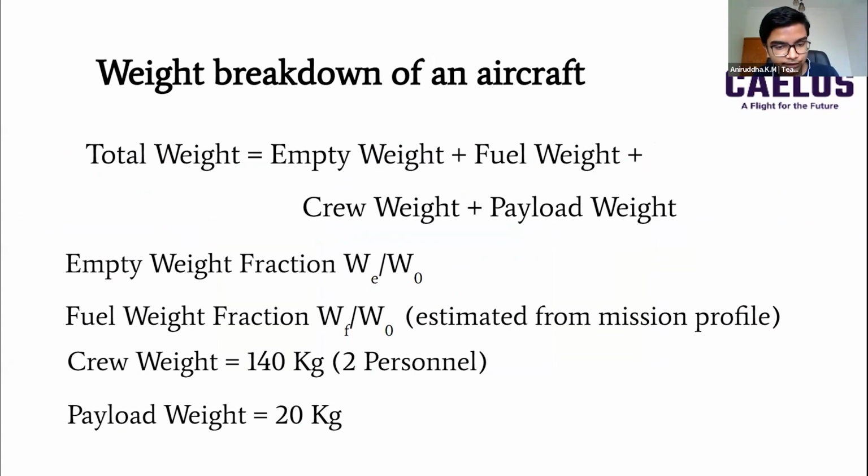The fuel weight fraction, WF by W naught, is 1 minus the ratio of the final weight to the total weight of the aircraft. How we calculate this is that we first take a mission profile, and then from there we take all the weight changes of the aircraft during different maneuvers, and then we find this fuel fraction. The crew weight we have taken as 140 kgs and the payload weight we have taken as 20 kgs. Also, the fuel weight is the only weight that changes during the flight.